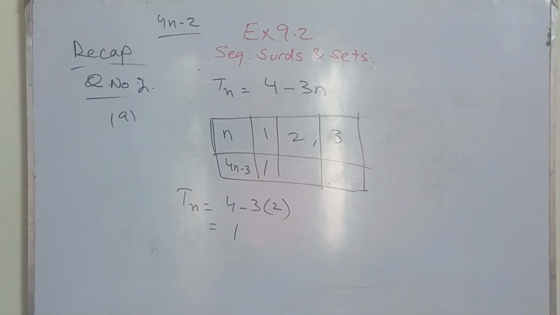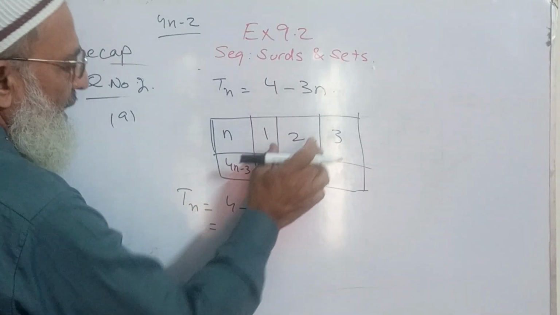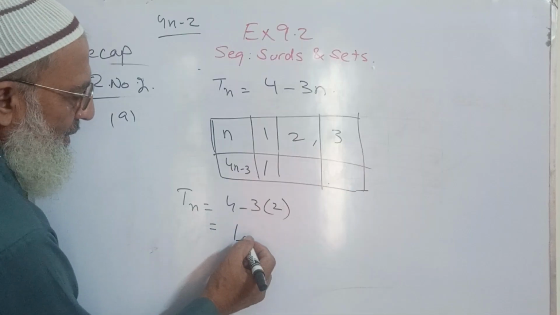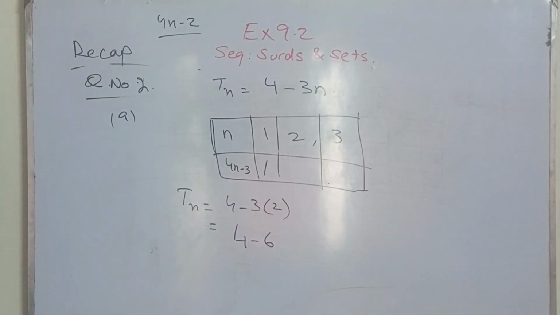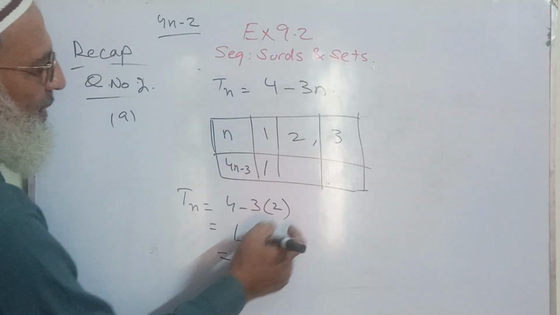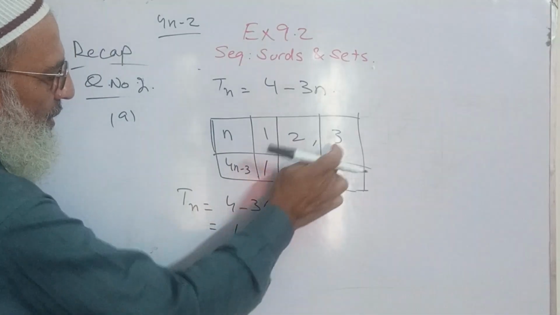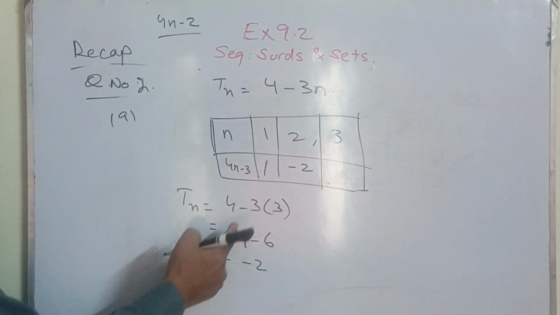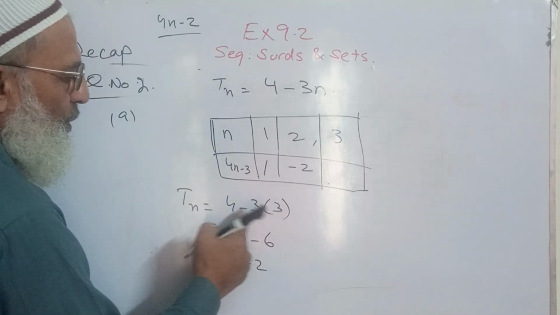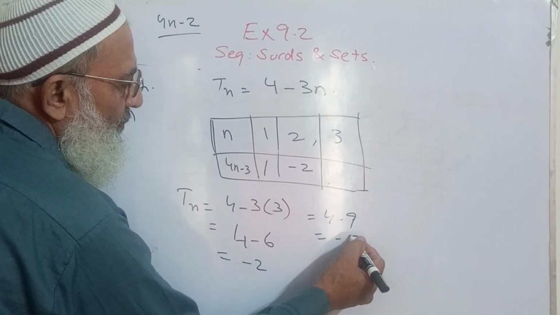And if n is 2, you see, we are changing our n at every step. It will become 4 minus 6, which is minus 2. And for n equal to 3, it will become minus 9, so 4 minus 9 is minus 5.